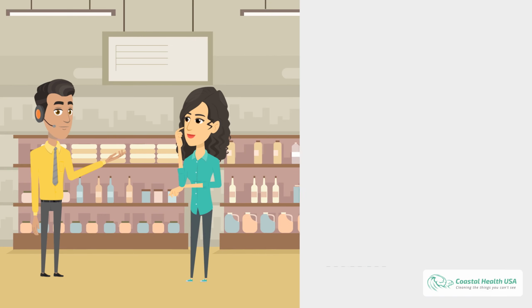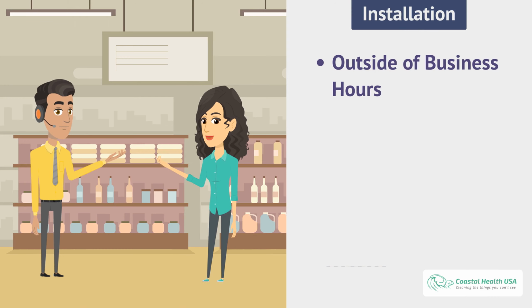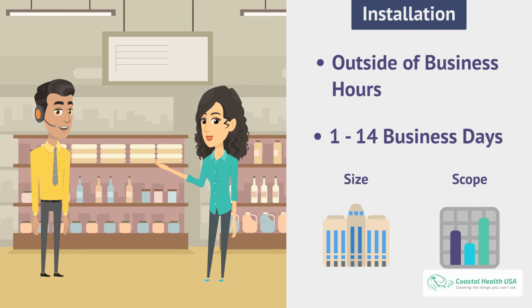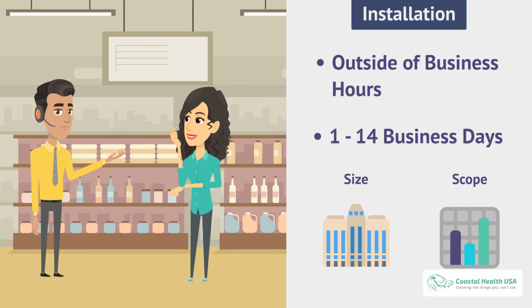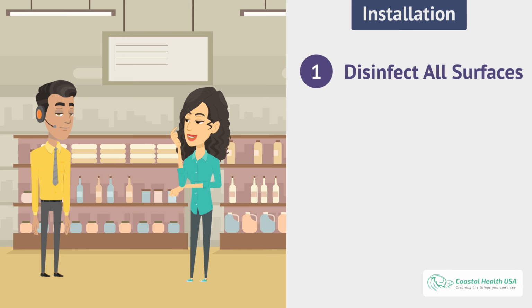Next, we will work with you to schedule the product installations to take place outside of your business's operating hours. The installation process can take 1 to 14 days depending on the size of your facility and the scope of your infection control plan. To begin installation, we start by disinfecting all relevant areas to ensure all surfaces are clean and ready for install.